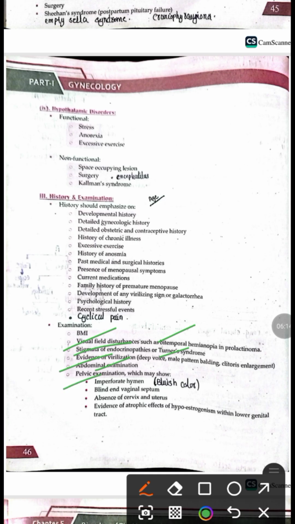On pelvic examination, we may find an imperforate hymen, which may be a cause of amenorrhea. There may be a blind vagina or vaginal septum, or there may be absence of the uterus or vagina, or there may be evidence of hypoestrogenism within the lower genital tract.